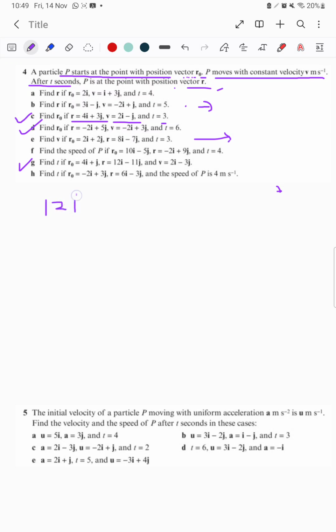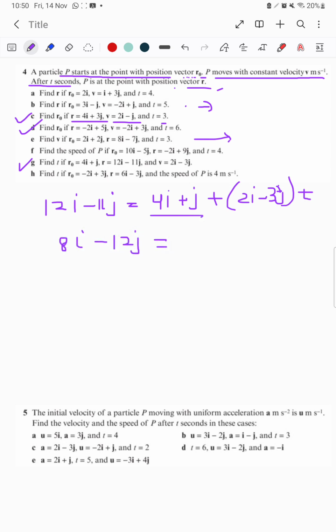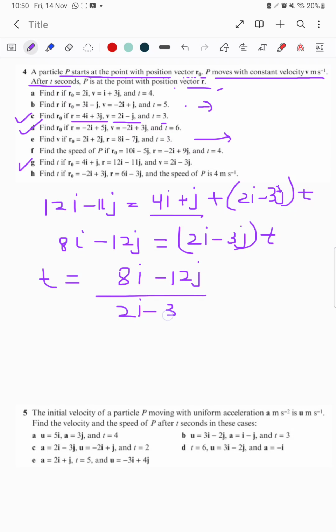So r is 12i minus 11j, that is equal to 4i plus j, plus v, which is 2i minus 3j, multiplied by t. This t is a scalar value. Now I will take the terms to the other side. Let me write it again. This is 12i minus 11j. If I take it to the other side, it will be 8i minus 12j is equal to 2i minus 3j multiplied by t. I will find t by dividing these two vectors over 2i minus 3j.